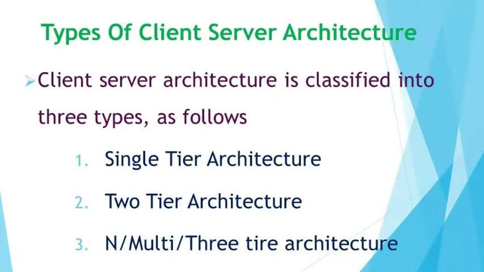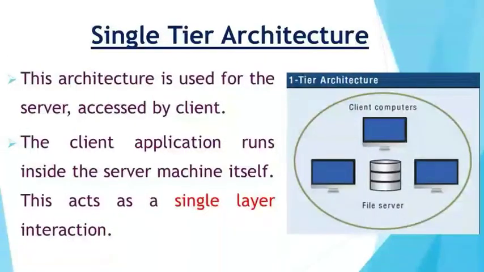Next, let us see about types of client-server architecture. There are three types of client-server architecture. What are they? Single-tier architecture, two-tier architecture, and multi- or three-tier architecture. So, first let us see single-tier architecture. This architecture is used for the server accessed by client. The client application runs inside the server machine itself.